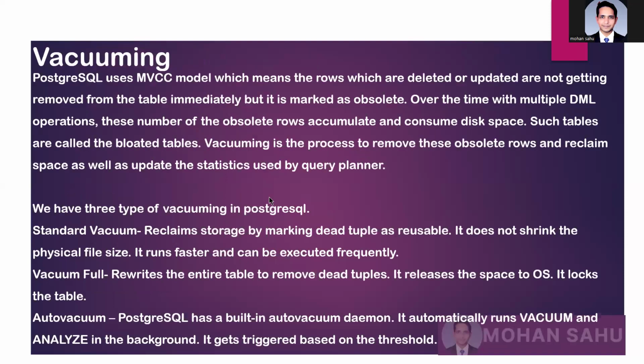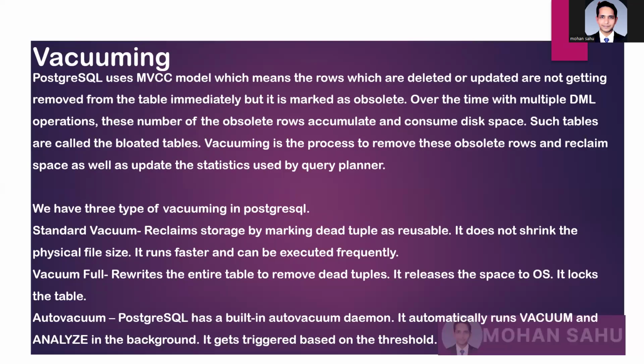So what is vacuum? If you remember, we discussed the theory about PostgreSQL, including MVCC, multi-version concurrency control. PostgreSQL keeps multiple versions of the same data. Whenever you delete or update any row, it is not updated or deleted immediately. Instead, it creates a new version of that particular row, and keeps the deleted or updated row in the table itself.